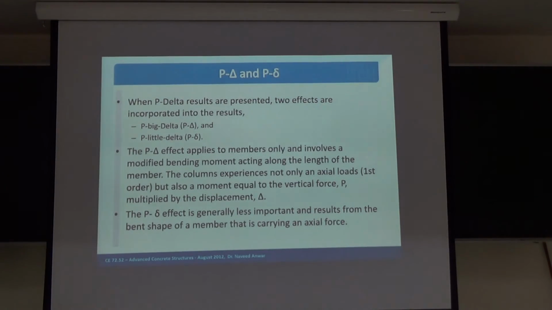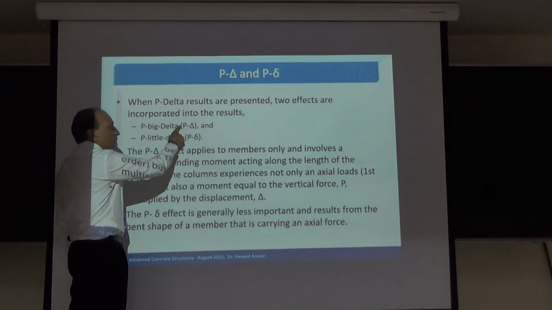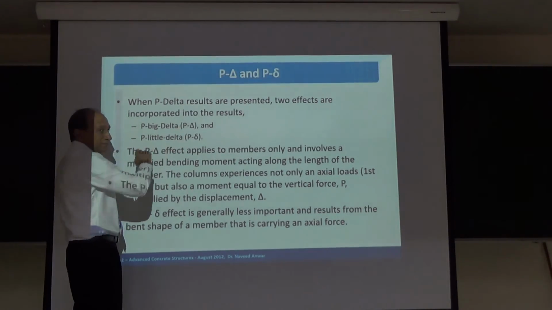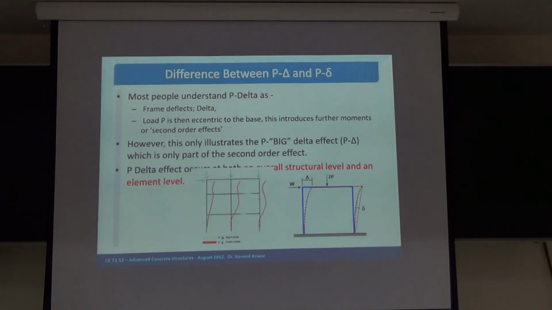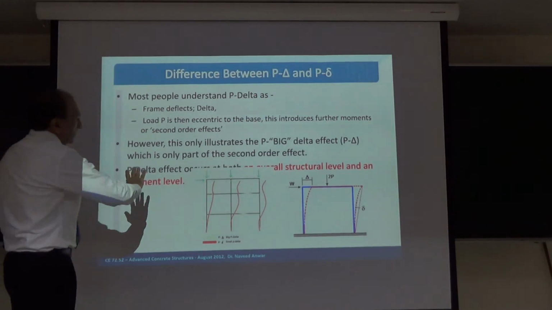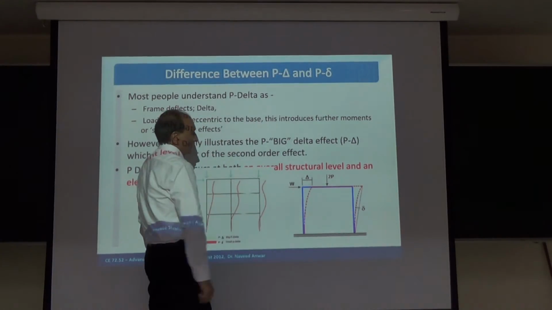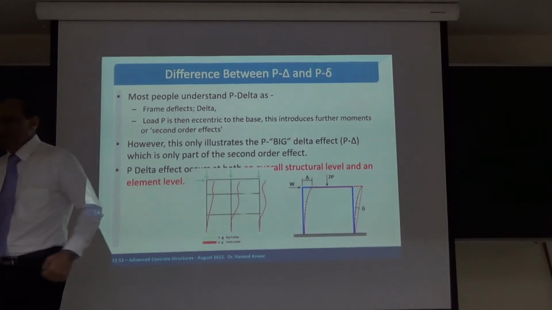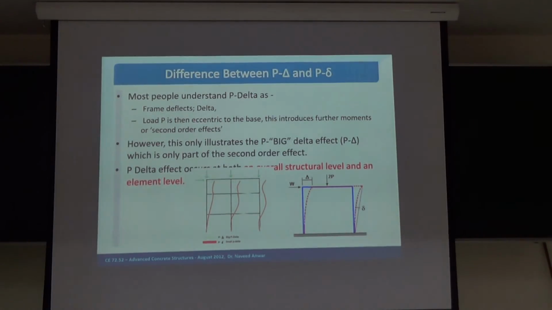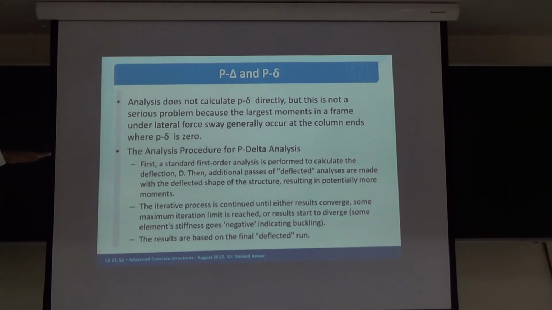So P big delta and P little delta, right? This is P delta and this is P delta s in the ACI code, but they are the same in concept. And this explains how the building sways, and that is the delta, that is the horizontal force. So you calculate based on the deflection of the entire floor. And that is why in the design of buildings, the most important control is sway. So that is the explanation about the two deltas.